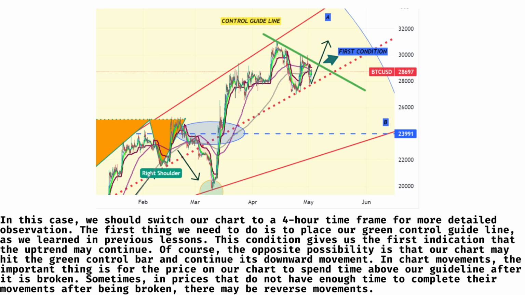So, how can we make an observation to increase the likelihood of this formation working? In this case, we should switch our chart to a 4-hour time frame for more detailed observation. The first thing we need to do is to place our green control guideline, as we learned in previous lessons. This condition gives us the first indication that the uptrend may continue. Of course, the opposite possibility is that our chart may hit the green control bar and continue its downward movement.